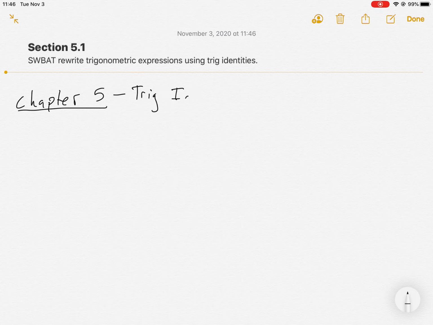So the next chapter we're going to start is chapter 5, and so we'll start off with section 5.1. Now, before we get into it, this whole chapter is really dealing with what's called analytic trig, and so we're going to be talking a lot about something called trig identities. So this is going to be a huge portion of this chapter. And actually, the goal in this one is really just to rewrite trig expressions using trig identities.